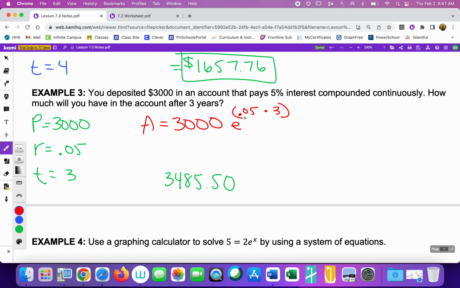Does anyone need to see how that's done, or are we all okay? So if you need the keystrokes to find your E, it is second, and then this is called natural log, but that's lowercase ln. That's right next to 4. So you hit second first and then that one. Okay. Any questions?